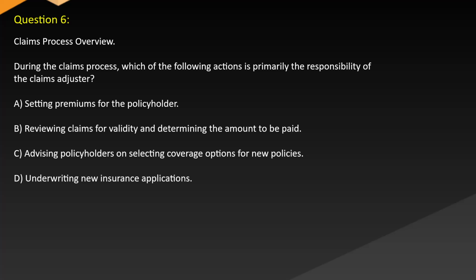Question 6. Claims process overview. During the claims process, which of the following actions is primarily the responsibility of the claims adjuster? A. Setting premiums for the policyholder. B. Reviewing claims for validity and determining the amount to be paid. C. Advising policyholders on selecting coverage options for new policies. D. Underwriting new insurance applications.